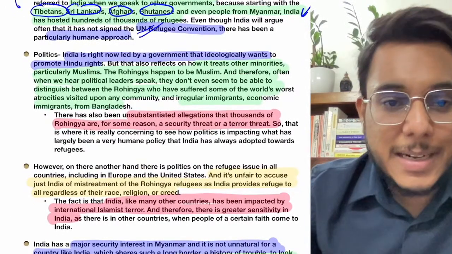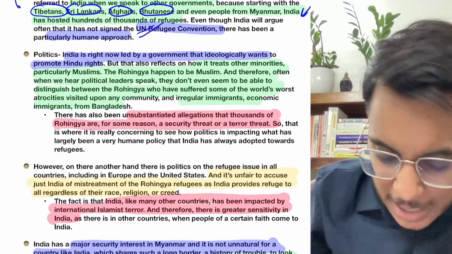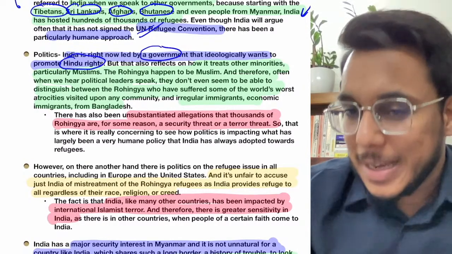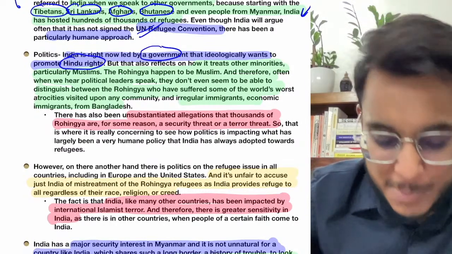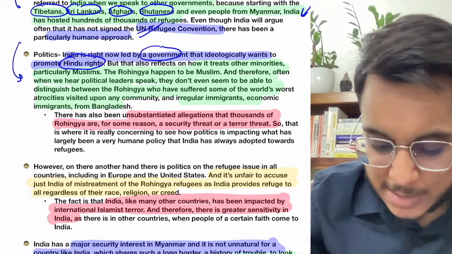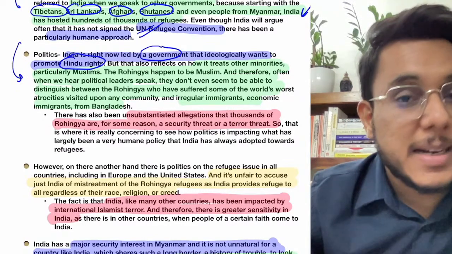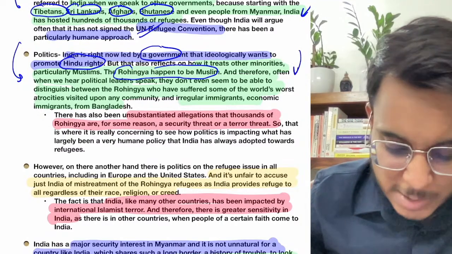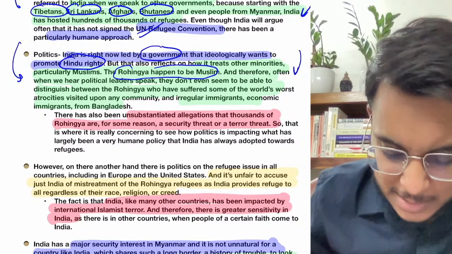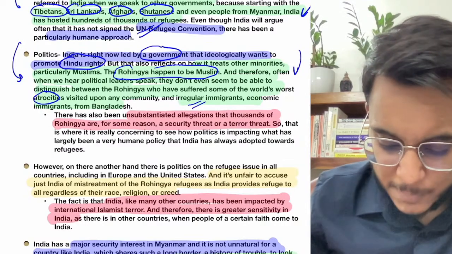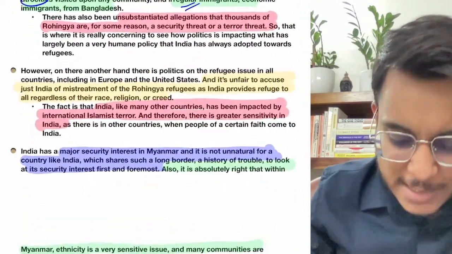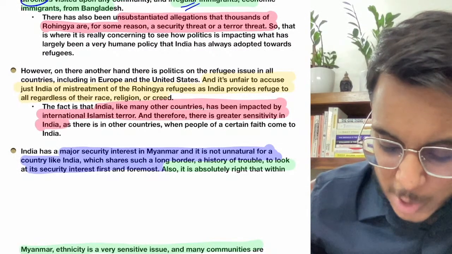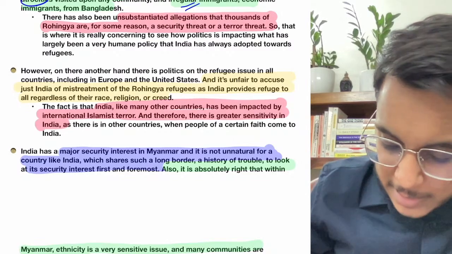Now, guys, it is being said that right now there is a government that is ideologically inclined to promote the rights of one particular religion. In that capacity, many times the government passes certain references where the Rohingyas seem to be discriminated against because they are Muslims. Now it is being said that the Rohingyas have faced the world's worst atrocities. Further, the Rohingyas are also sometimes called security threats. Okay, fine, they are security threats.